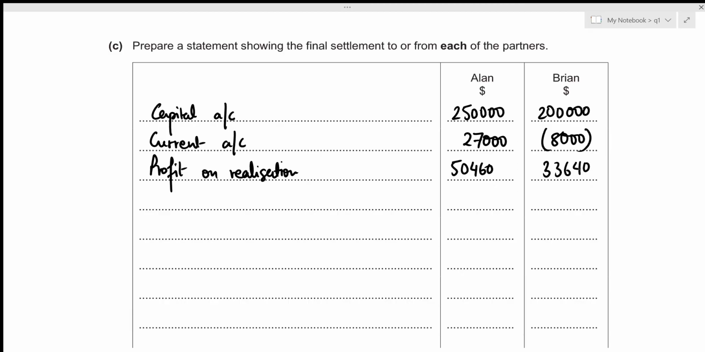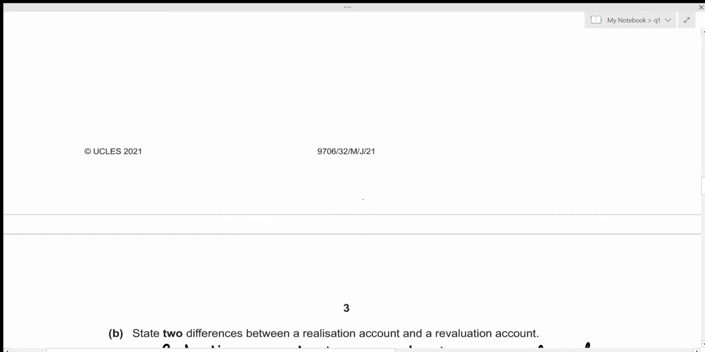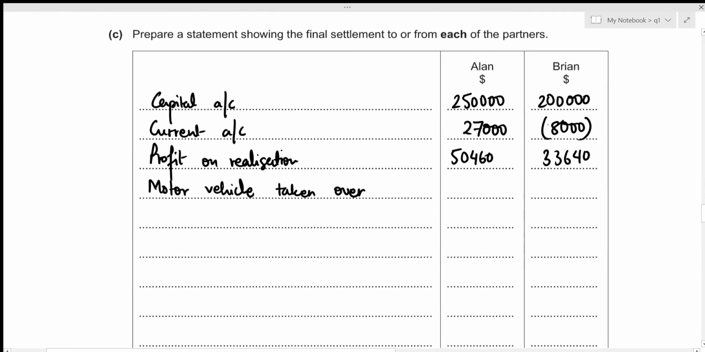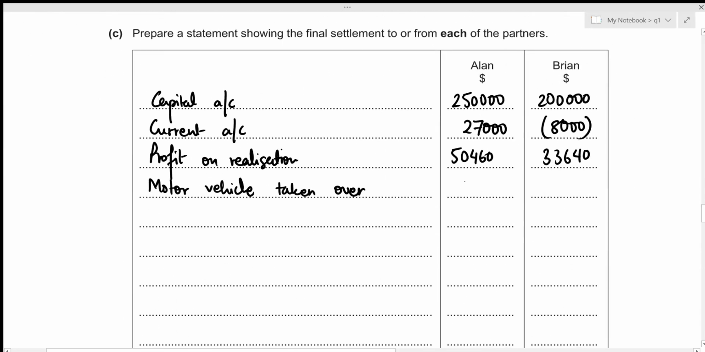Okay, and the next thing was that Alan took over one of the motor vehicles, right? If he is to take the motor vehicle, then he obviously needs to pay the amount to the partnership, which will definitely decrease his capital account balance, right? So you need to record it. That's going to be motor vehicle taken over. Let's have a look above. We recorded it in our realization account as well. Right here, towards the capital account of Alan, he took over the motor vehicle at the value of 28,000, which means that he needs to pay back 28,000 to the partnership. Let's write it down. That's going to be 28,000, but since it will reduce his capital account balance, it's a negative amount, so that's in brackets.